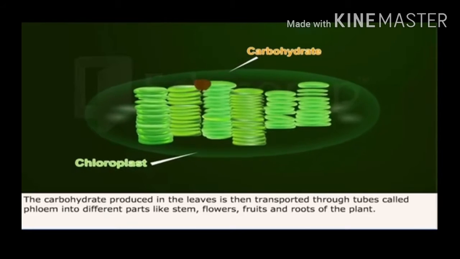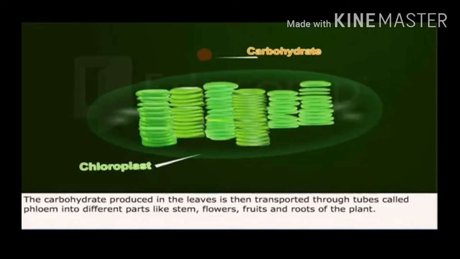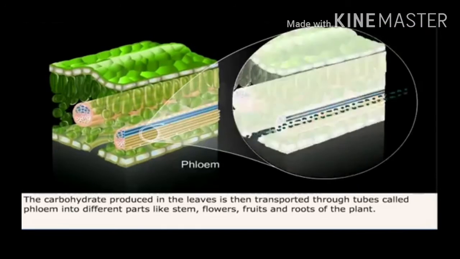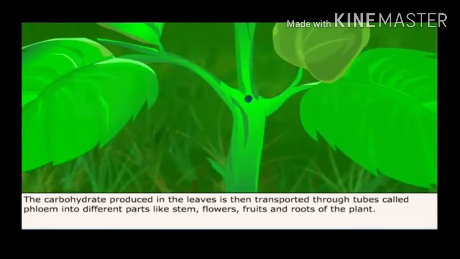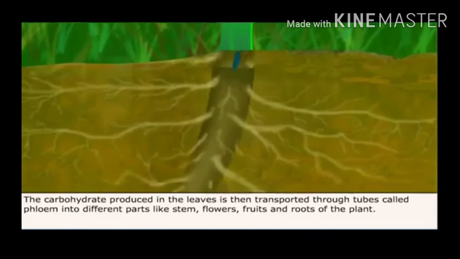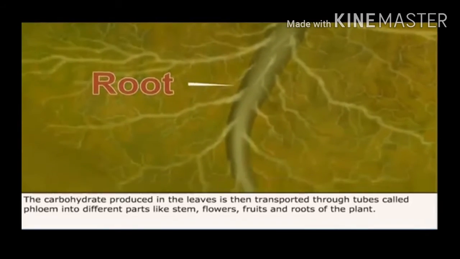The carbohydrate produced in the leaves is then transported through tubes called phloem into different parts like stem, flowers, fruits, and roots of the plant.